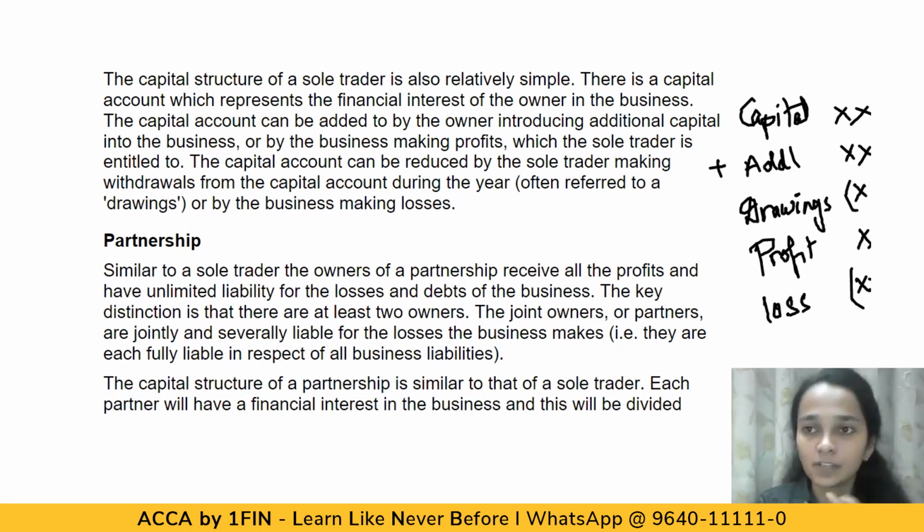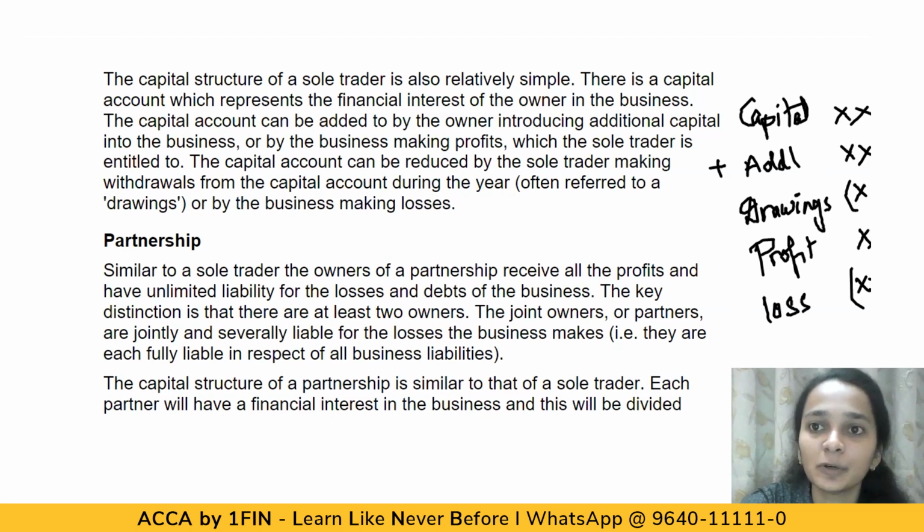So when we are talking of a sole trader, all the adjustments are made in the capital account of the sole trader. In case he withdraws something from the business, that amount is also reduced from the capital which is being contributed by the sole trader. So that was with respect to a sole trader.